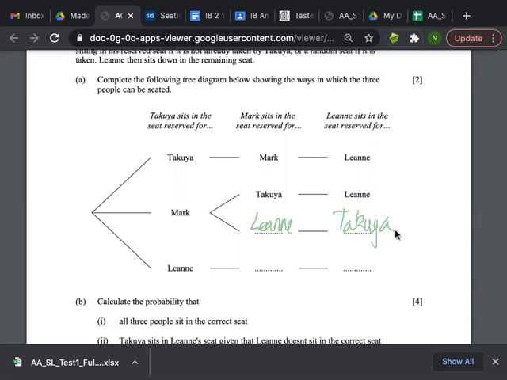All right, there's one option remaining, meaning that if Takuya sits in Leanne's seat, whose seat would Mark sit in? Wouldn't there be two choices? Wouldn't you sit in Mark's seat? That's already an option. There is only one option. Go ahead and say it again. Mark's seat. Why is Mark's seat the only option? Because it's his seat.